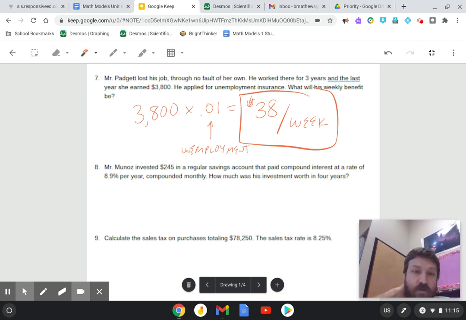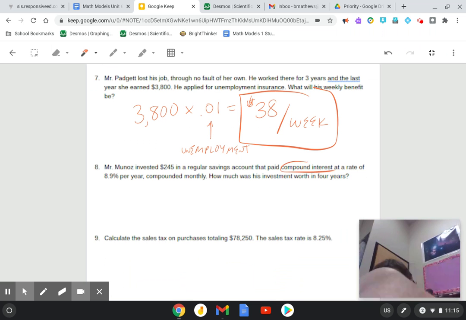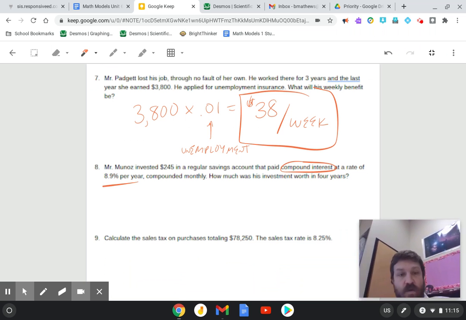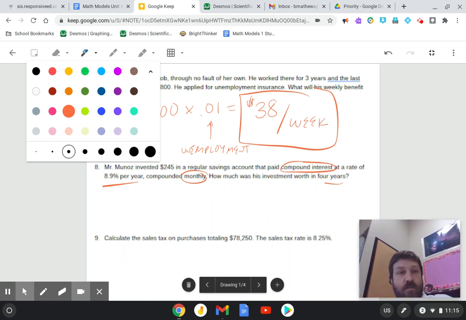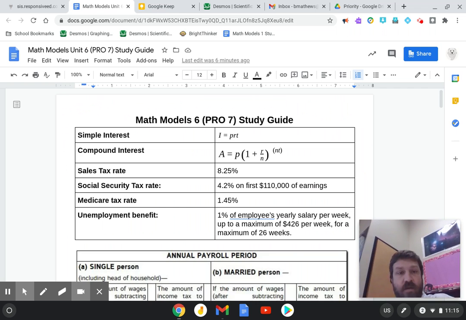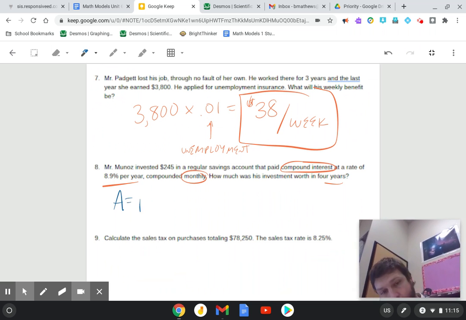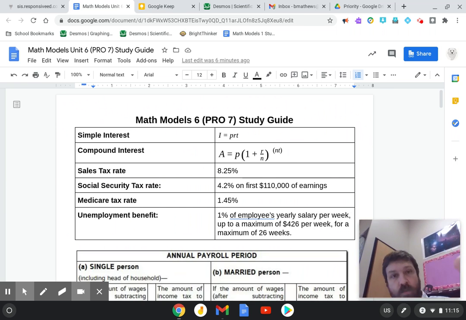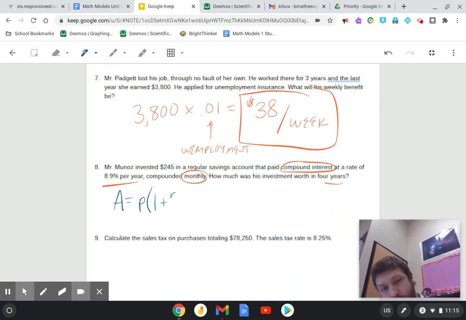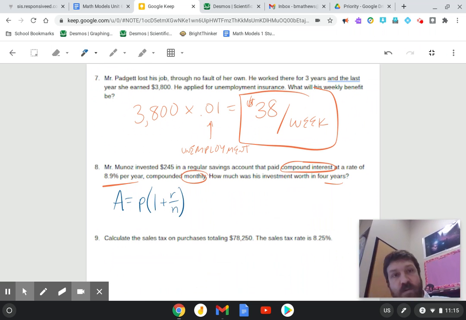All right, next one. Mr. Munoz invested $245 in a regular savings account that paid compound interest at a rate of 8.9% per year, compounded monthly. How much was it worth in 4 years? Lots of key pieces of information here, but our formula is the second row on your formula chart. A equals P times 1 plus R over N, raised to the NT power.